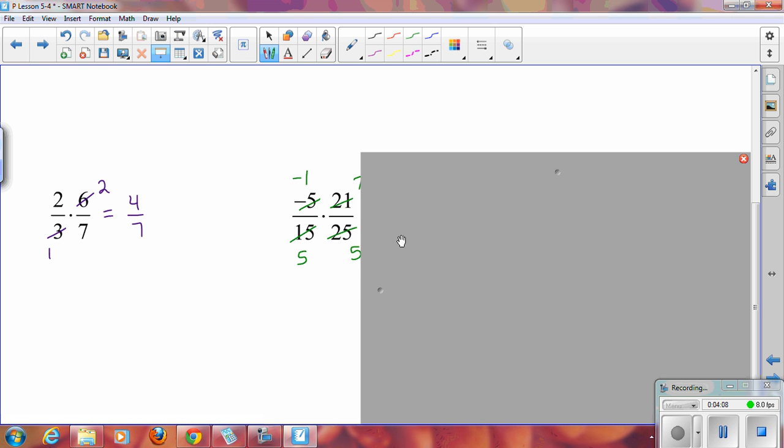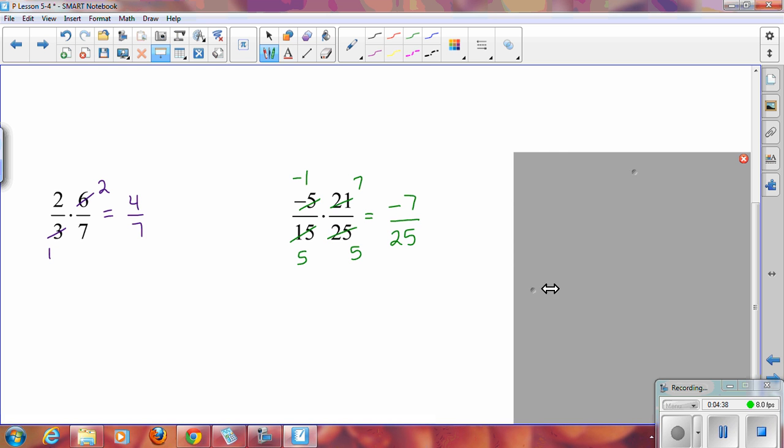Okay, on the next one, we have -5/15 times 21/25. This -5 and this 25, I canceled those out by dividing both of them by 5. I get -1 on the top, 5 on the bottom. The 15 and the 21, I divided both of those by 3. That gave me 5 on the bottom, 7 on the top. -1 times 7 on the top, and 5 times 5 on the bottom gives you -7/25.